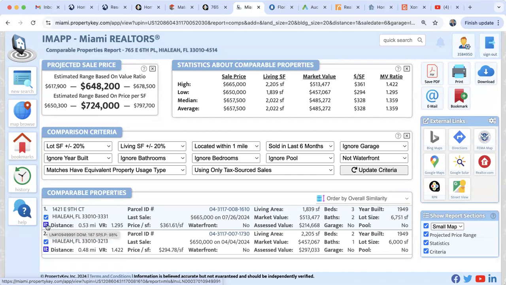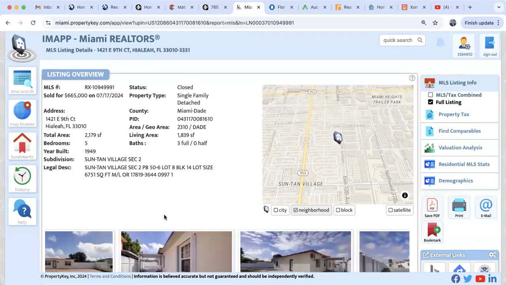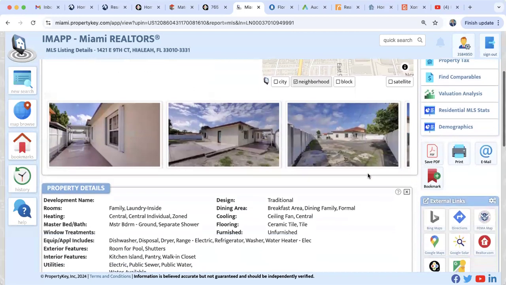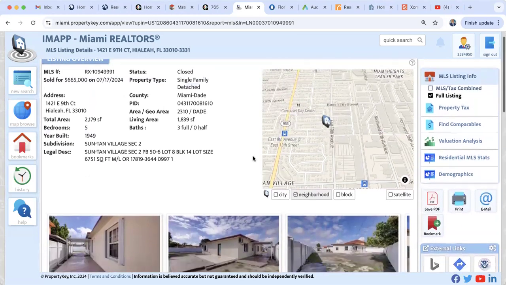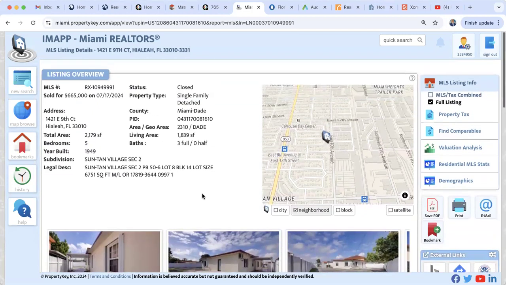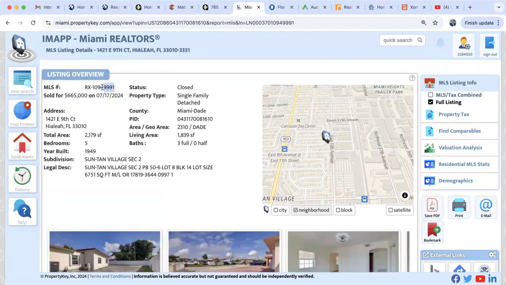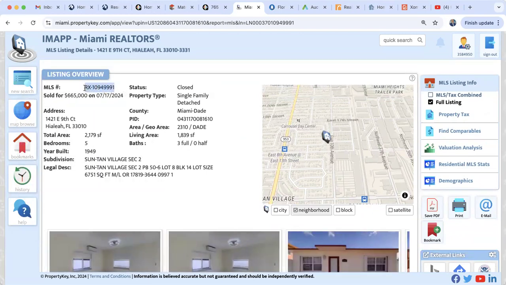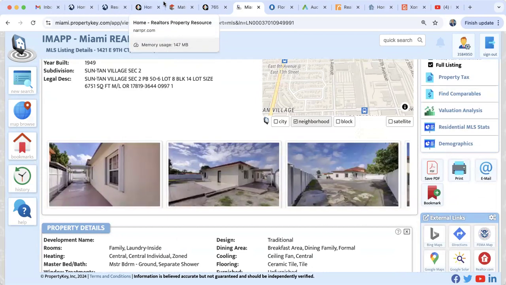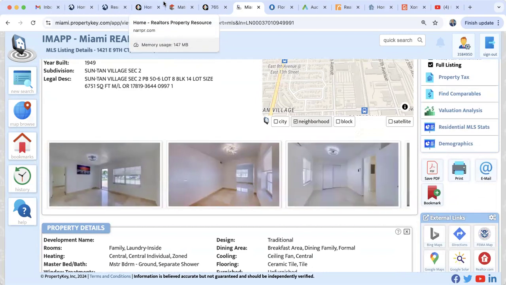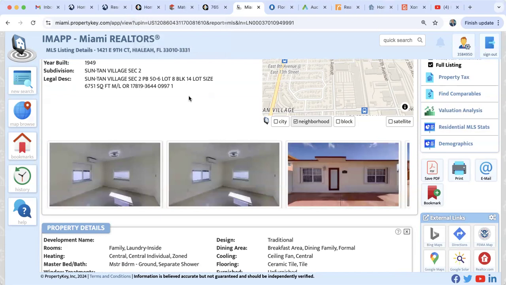So if I come over here and I select this R, this is the home that sold, and it's giving me top value for the home. I can check out the pictures, or I can even open the MLS listing. We can open up this MLS listing number right here and see the conditions of the home. You're seeing the photos here. So further investigate your comps and see what conditions they're in.